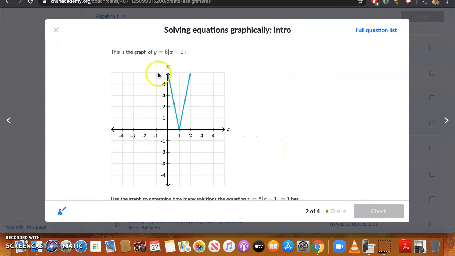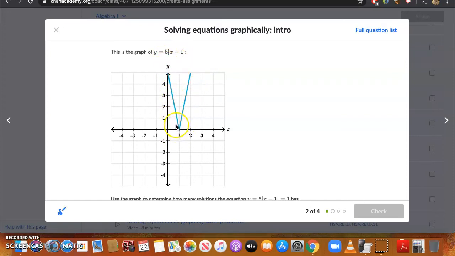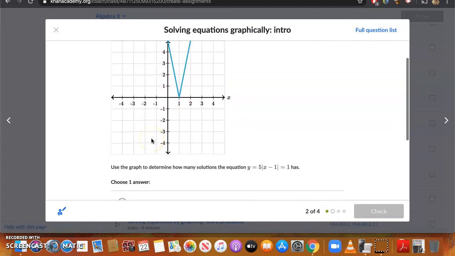Okay, here we have the graph of y equals 5 times the absolute value of x minus 1. So definitely this looks like an absolute value function because it looks like a V. And this 5 actually gives it a vertical stretch. Remember that, guys? A number greater than 1 multiplied to the function stretches the function vertically. That's why it looks a lot steeper, correct? And the question asks, use the graph to determine how many solutions the equation 5 times the absolute value of x minus 1 equals 1 has. So again, when the y value is 1, how many solutions does this have?